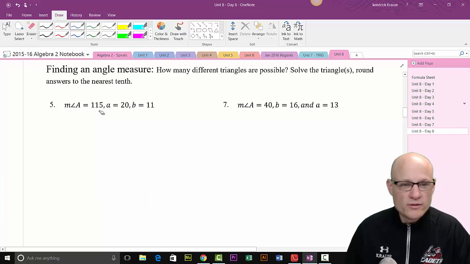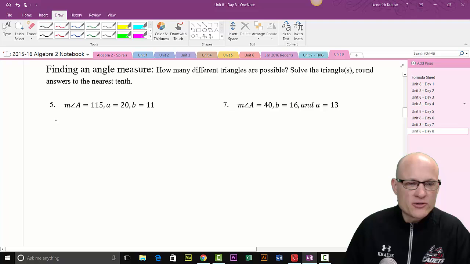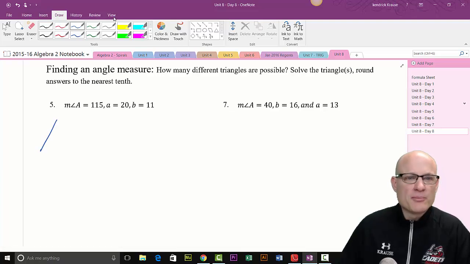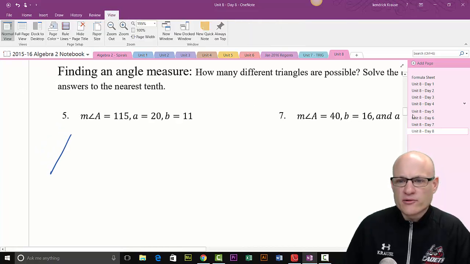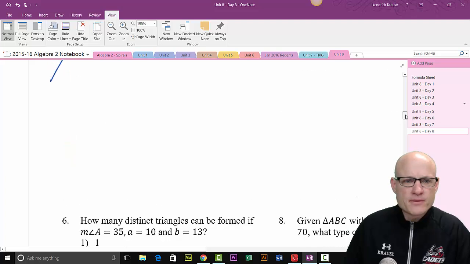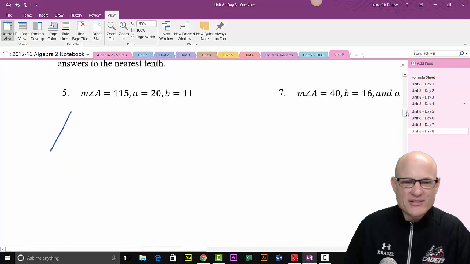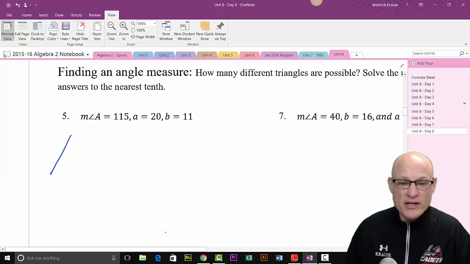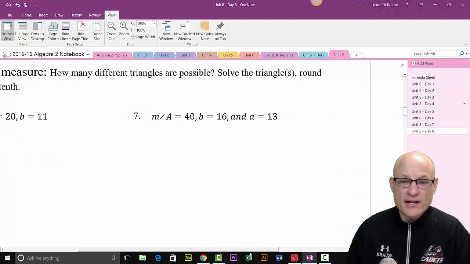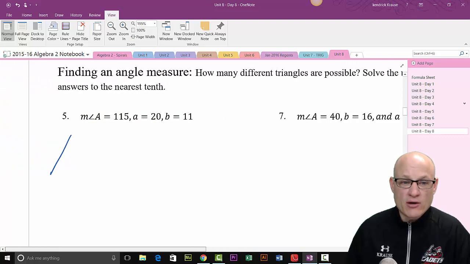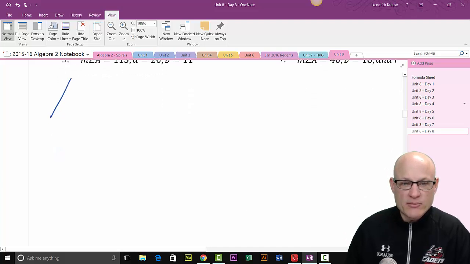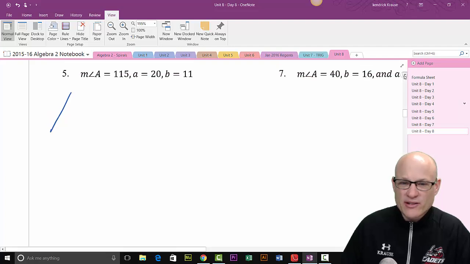All right, so, glad I found it because I would have run out of room. Let me do this a little bit smaller. Let me blow it up a little bit so you can see it better. All right, so this is better. So the question says this, actually. How many different triangles are possible? Solve the triangles and round answers to the nearest tenth. So whatever answers I come up with, I got to round them to the nearest tenth. But the first question is, how many triangles are possible?